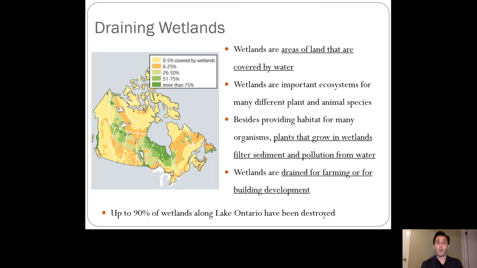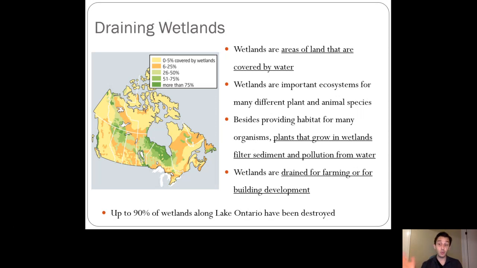Okay, wetlands generally are areas of land that are covered by water, okay? They're important for many different plant and animal species, okay? Now, obviously, the obvious use is its habitat for many organisms. This is where organisms live, but there's also nutrient cycling purposes, okay? Plants that grow in wetlands, they filter sediment, like the sand and the mud and the soil. They filter that sediment and pollution out of the water, okay?